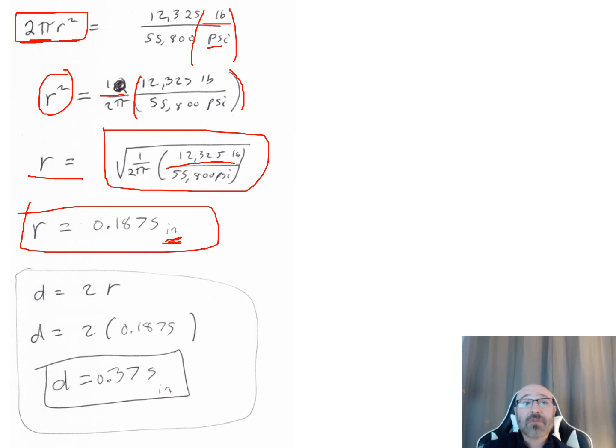Well, they didn't ask us for radius. We go back to the setup page, they asked us for diameter. Recall the relationship: the diameter is equal to 2 times our radius. So diameter is equal to 2 times that radius right there, 0.1875. So our diameter right here is 0.375 inches. So now we've solved for what they'd asked us to solve for in this problem statement here. But this is something right now where we may have to go back and say, wow, that's kind of crazy.